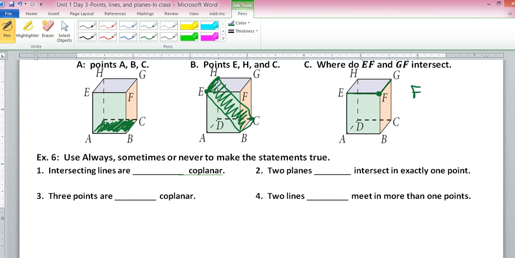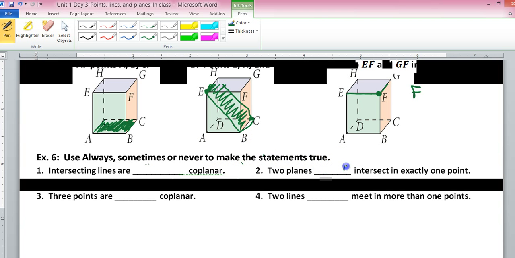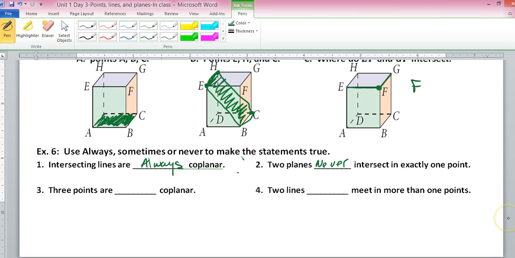Intersecting lines are coplanar. Would that be always, sometimes, or never? Well, I would say that's always, because if you take two intersecting lines, you should be able to draw a plane through them. Two planes blank intersect in exactly one point. Well, we just said a minute ago in the postulate up above, two planes intersect in a line. So if we need to name a line, can we ever get away with just naming a point? And the answer to that is no. So that would be never.